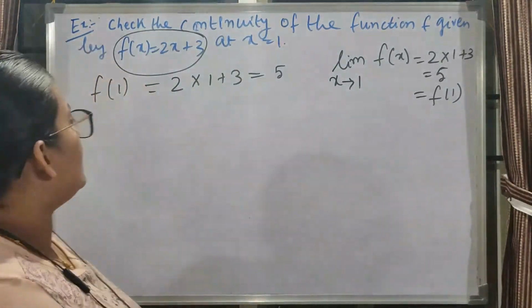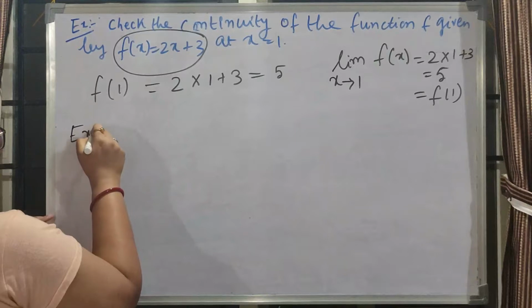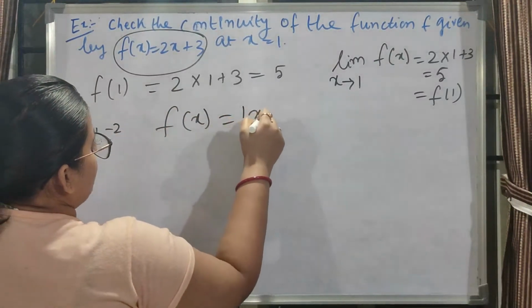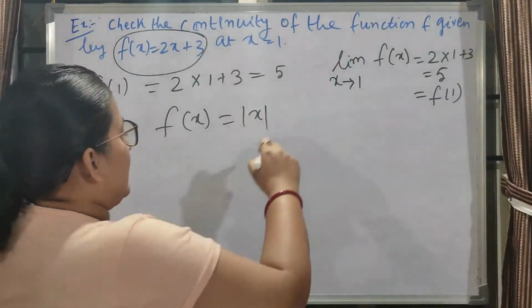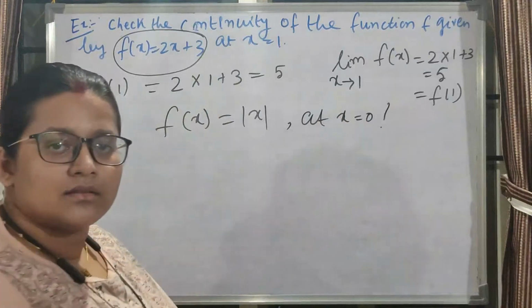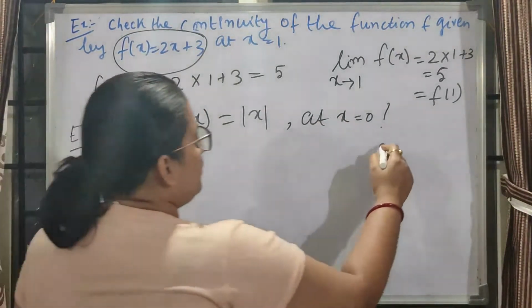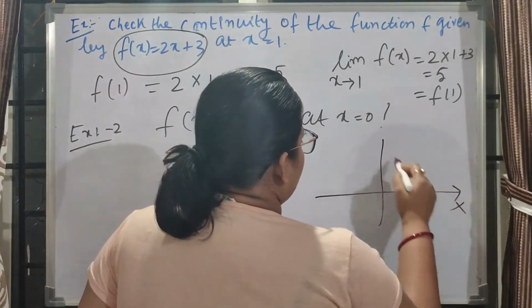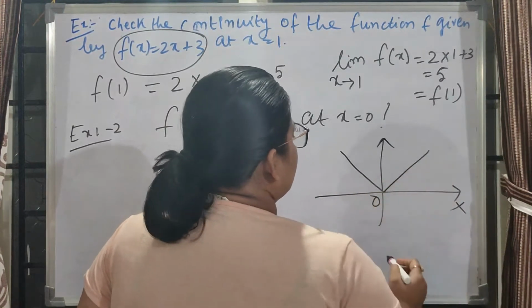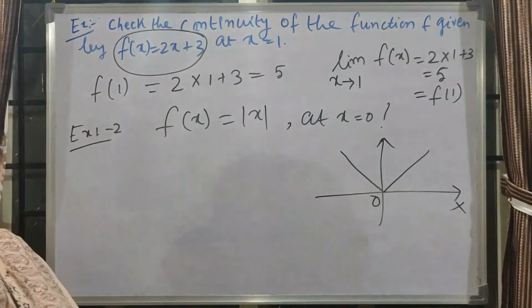Okay. So next see the second example. We'll take f of x equal to mod x. Whether it's continuous at x equal to 0 or not. Okay. So first draw the graph. What will be the mod x graph? Okay. This is the graph of mod x.